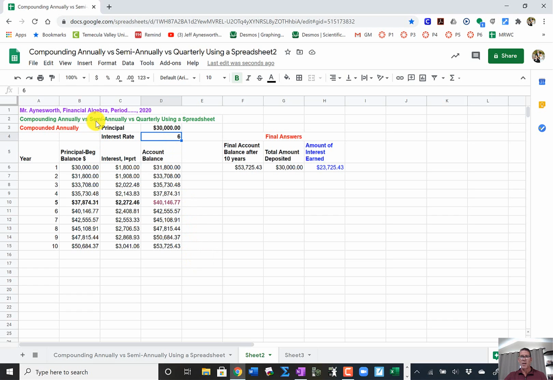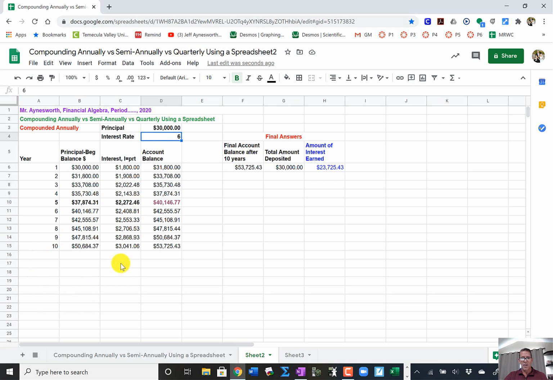What happens when you compound semi-annually, which means twice a year versus only once a year? What happens when you do it quarterly, which is 4 times a year versus annually once a year? So we should see money grow faster because the more times you compound it, the faster the money grows. And so we'll talk about that.